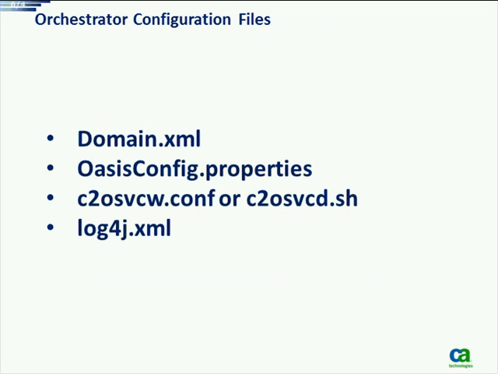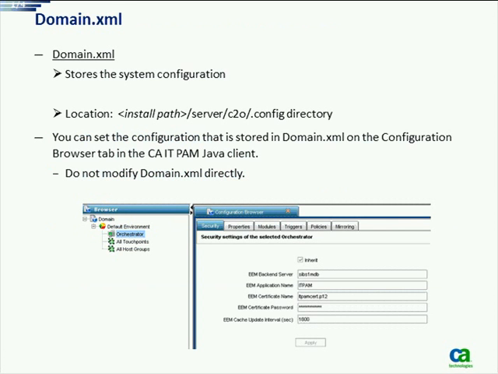Now, first, let's take the configuration files. We have four. We will discuss them individually right away. We will not lose a lot of time on this slide. We have domain.xml, which stores the system configuration. You can find it in the server installation directory, obviously.